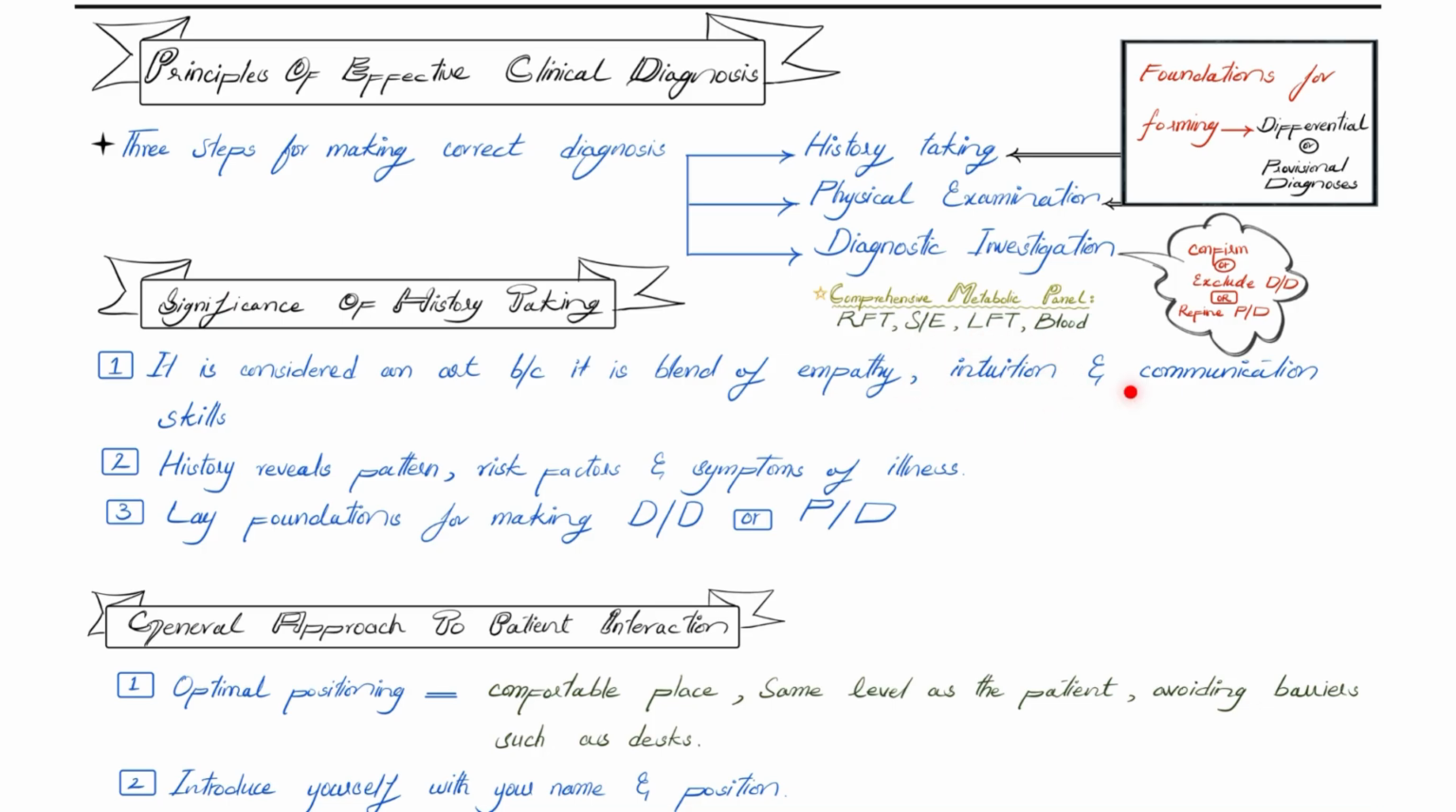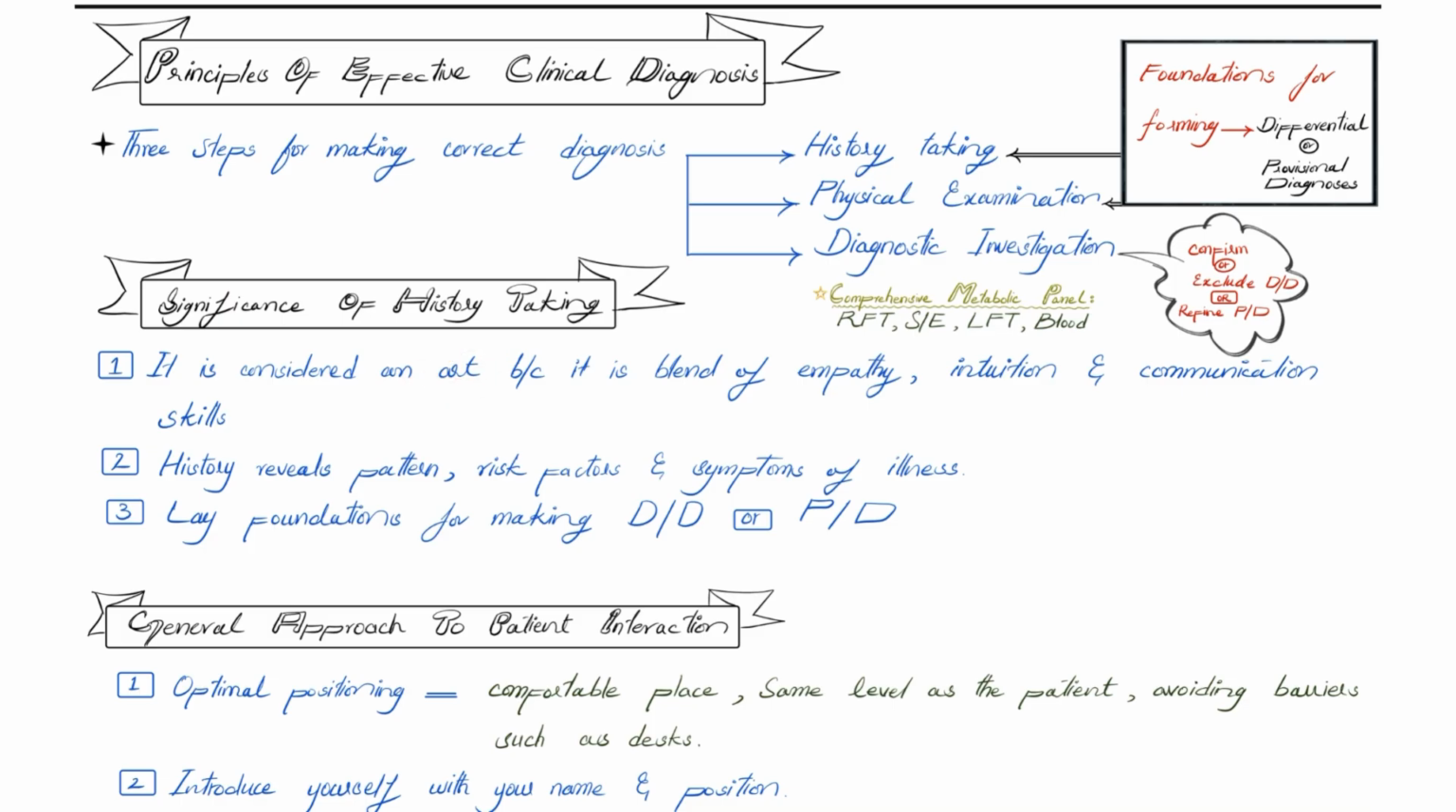And communication skills means the doctor should create a safe environment, a trustworthy atmosphere for the patient so that he opens up and shares all his secrets with you. And empathy, you have to be emotionally involved with the patient. You should try to understand and feel the discomfort of the patient. That's why it's considered an art.